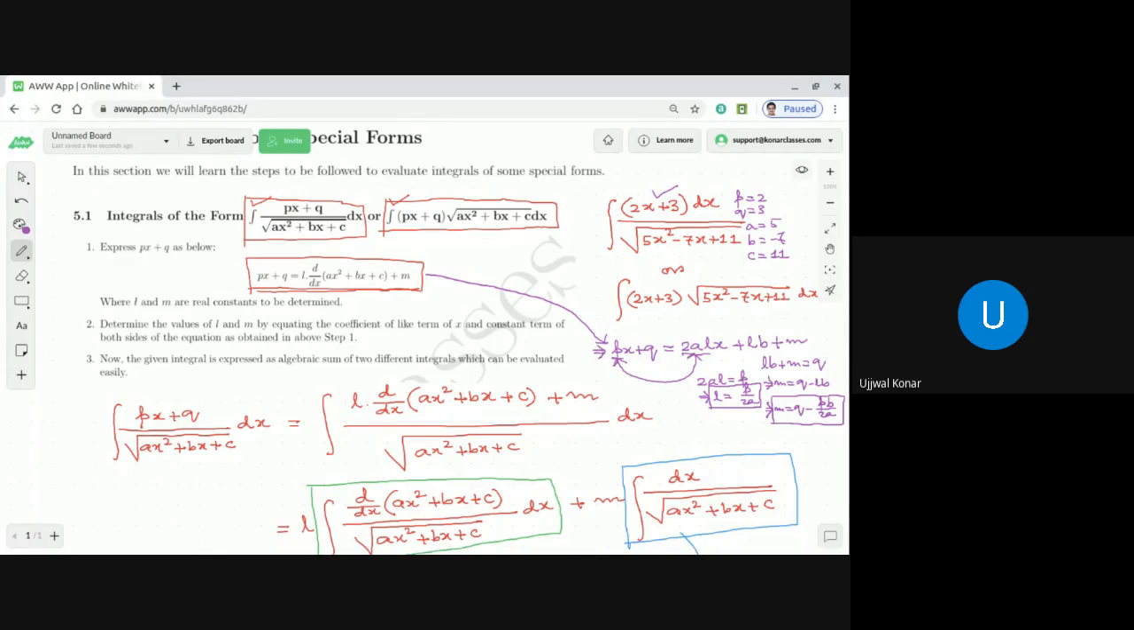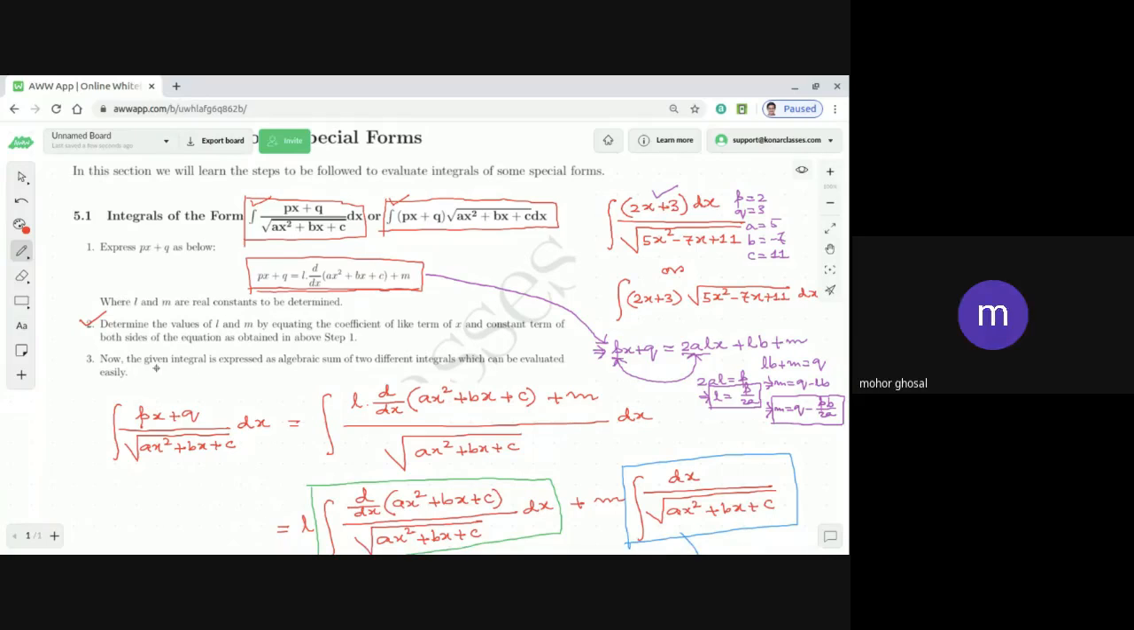So if you can remember the value of L is equal to p by 2a and the value of M equal to Q minus pb by 2a, then you can eradicate step 2. Got my point? Yes. What is step 2? Step 2 is to determine the value of L and M by equating the coefficients of like terms of x and the constant term of both sides of the equation as obtained in step 1. I just showed you how to do this.